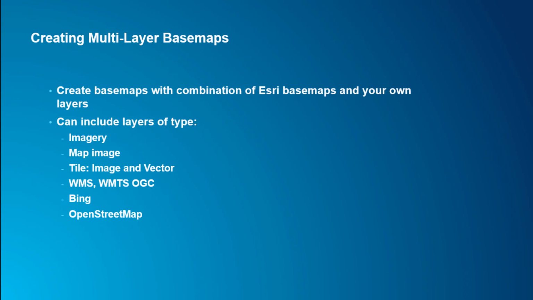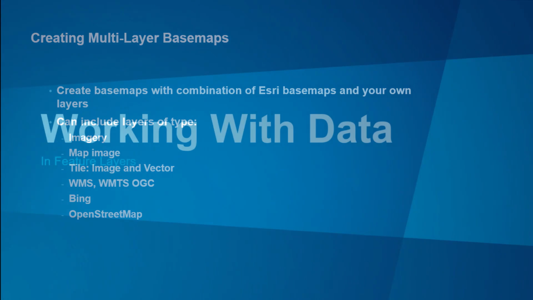Now we support multi-layer base maps as well. So you could take one of the base maps that we have, or maybe you have in your organization. You could layer other types of layers on top of it, for example, imagery layers, map image layers. You can use OpenStreetMap as well. You could put all of them together and create a new base map. So that's an easy way to customize an existing base map for your own organization or for a particular project.